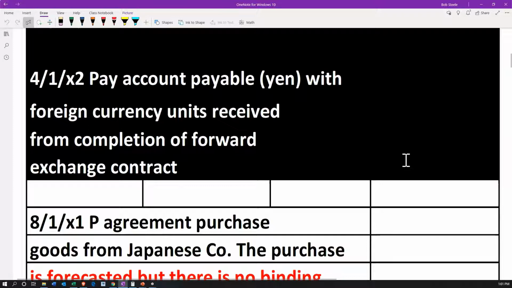And then on 4/1/X2, we're going to pay the accounts payable in yen with foreign currency units received from the completion of the forward exchange contract. In other words, this whole thing will come together at the end on 4/1/X2, being another year, the second year of our practice problem, at which point in time we're going to have to pay off the accounts payable. We're going to have to pay it off in yen. The forward exchange contract will become due at that point in time, which will provide us with the yen that we will need to pay off the accounts payable.